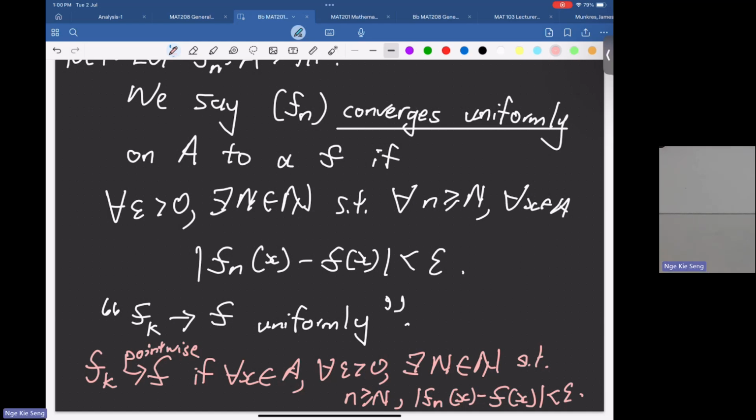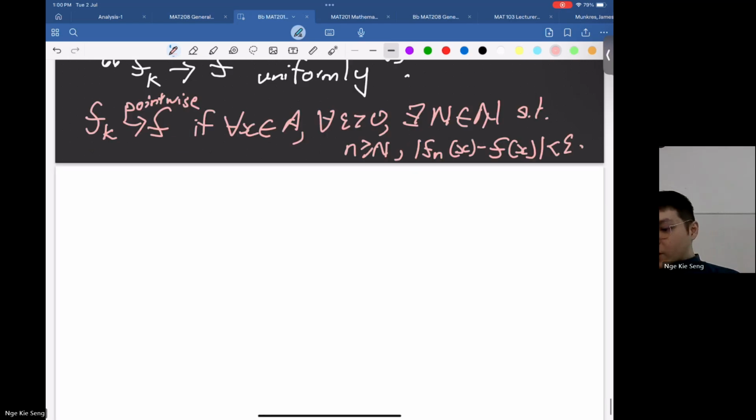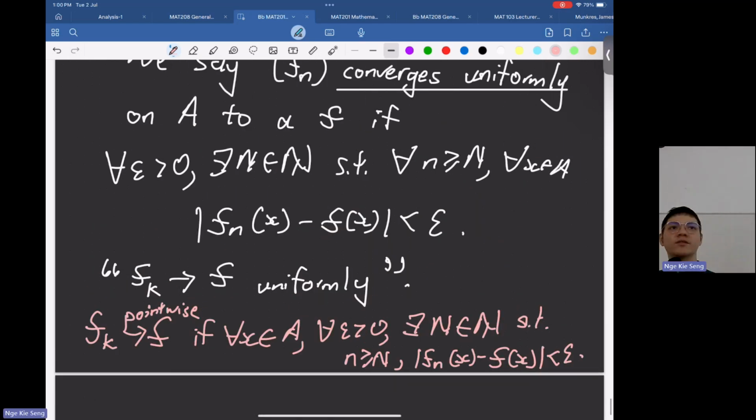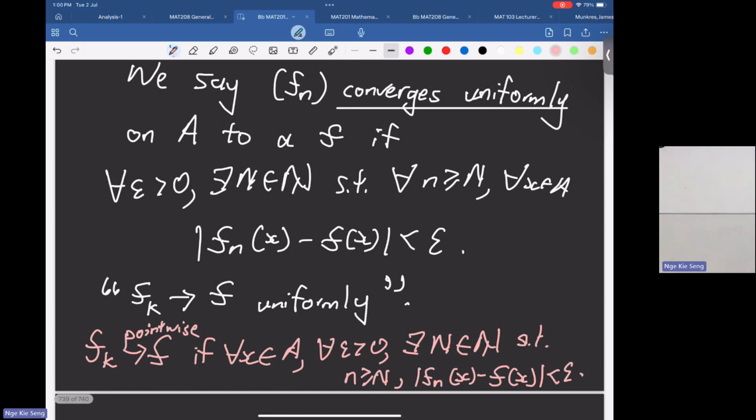Okay, let me show you how we use this. Immediately, which one implies which? Can you see from these two definitions? Uniform convergence implies pointwise convergence because you have an N that works for all x. But pointwise doesn't imply uniform, because the N that you pick for one x might not work for the other x. So uniform convergence implies pointwise convergence, but not the other way around.